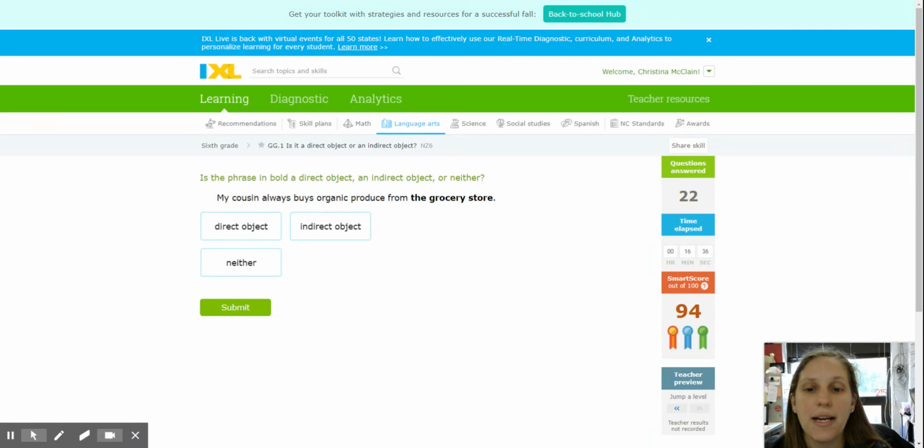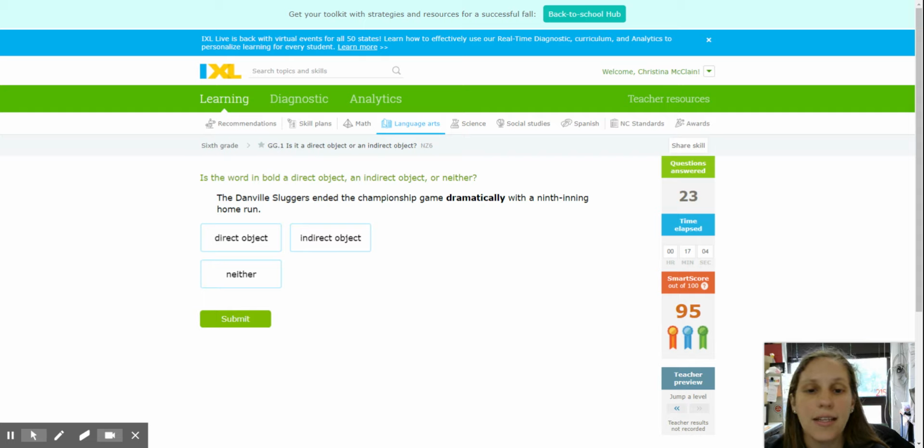My cousin always buys organic produce from the grocery store. My cousin always buys what? Organic produce. Now here, maybe this is an indirect object, but it's actually neither, because we have this preposition in front of it, from. From the grocery store is a prepositional phrase. The grocery store is the object of this preposition. So it is neither a direct nor an indirect object.